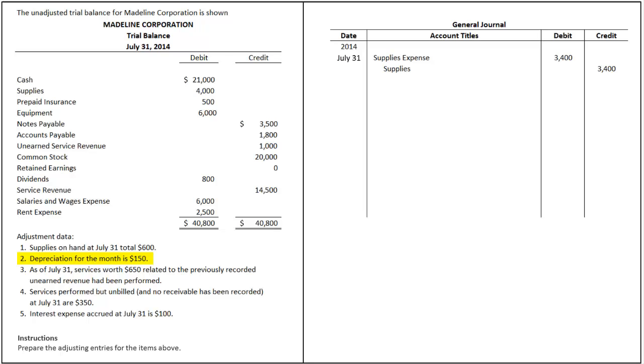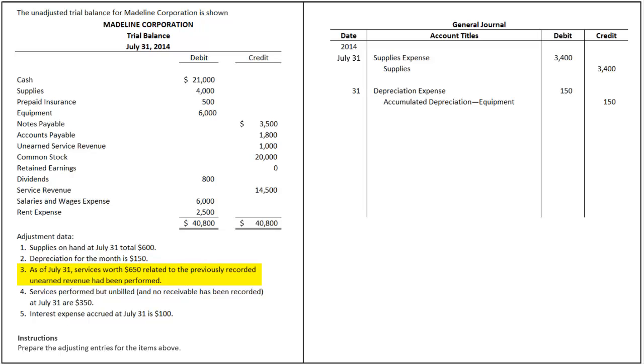To follow the expense recognition principle, companies allocate a portion of this cost as an expense during each period of the asset's useful life. This is an example of prepaid expense. To record the depreciation, expense will be debited for $150 and accumulated depreciation for equipment will be credited for the same amount. As of July 31st, services worth $650 related to the previously unearned revenue have been performed.